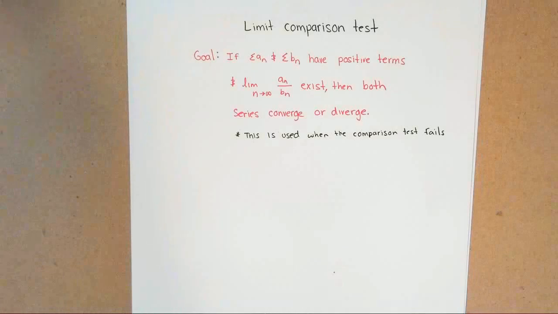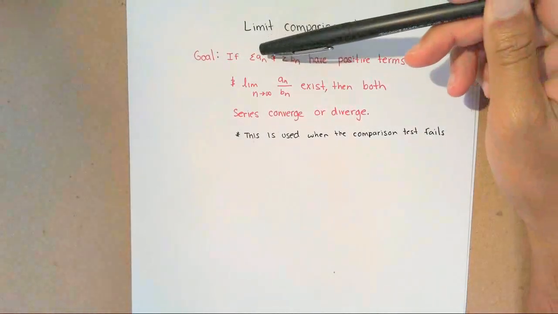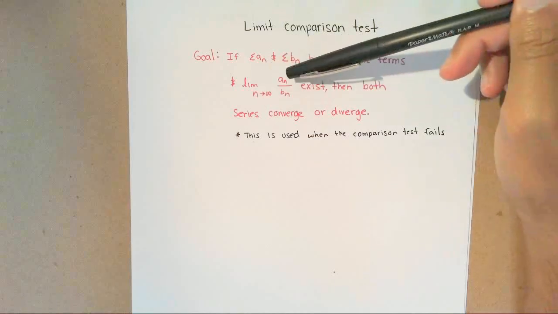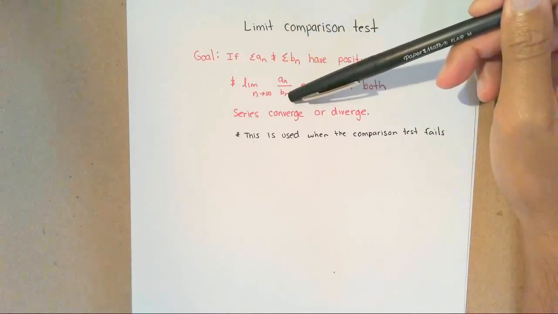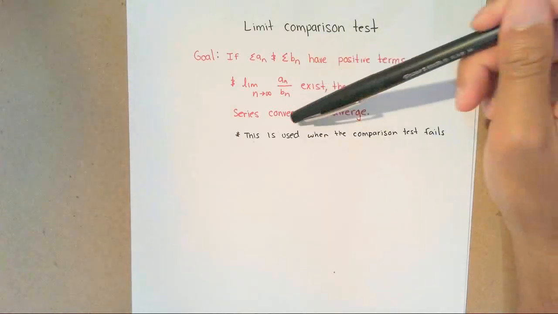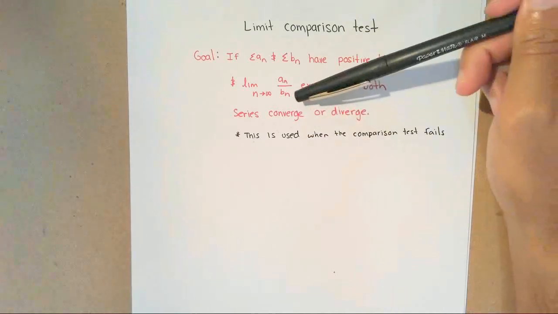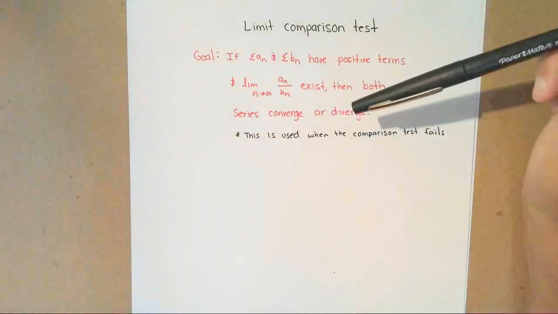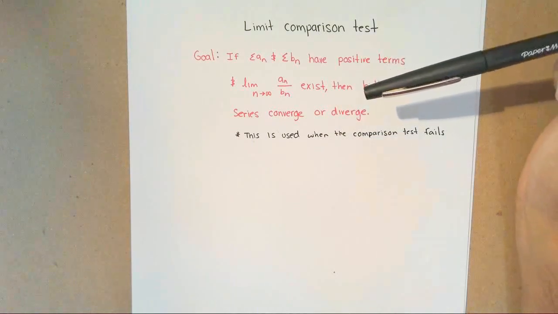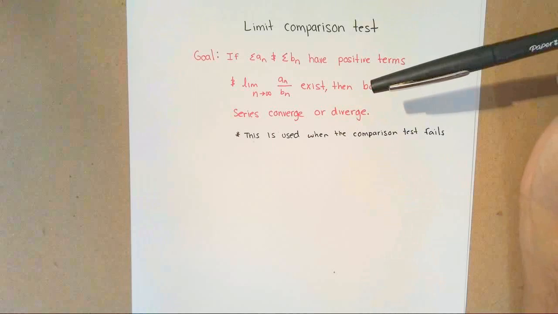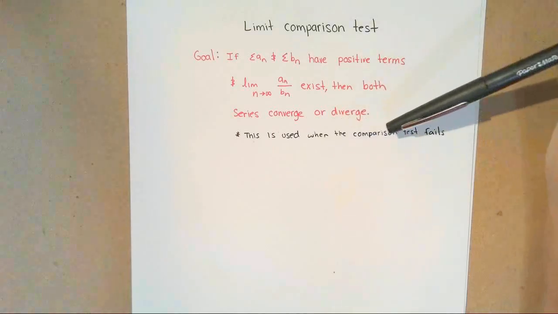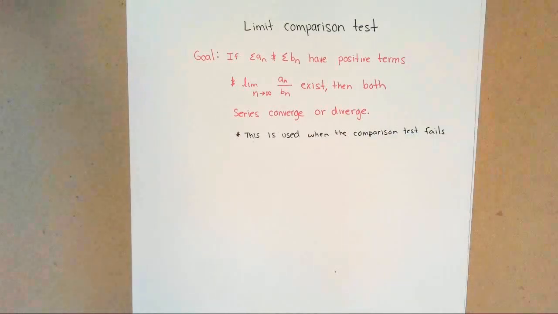The limit comparison test: if the summations of A of n and B of n have positive terms, and the limit of A of n over what we're comparing it to, B of n, exists, meaning that it's a number, then both series will converge or diverge based off whatever you found for B of n. We have to remember one thing that I didn't say before. This is not going to give us a sum at all. The only thing that this is going to tell us is whether or not our series is convergent or divergent. Now remember, key thing, this is used when the comparison test fails. So let's go ahead and do an example.